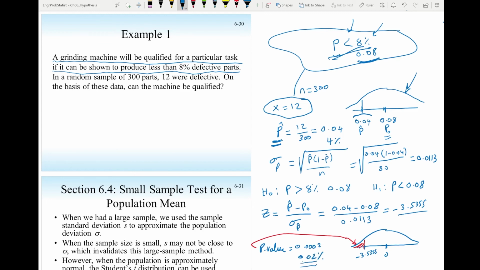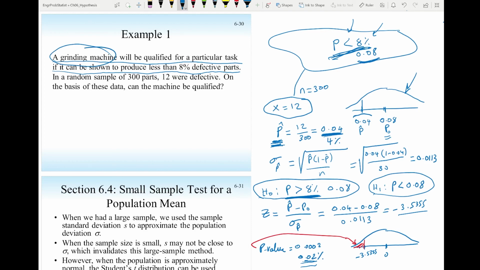This is a small percentage. So there is strong evidence from the sample proportion to reject the null hypothesis. Basically, to get a proportion equal to 0.04 from a population with proportion larger than 8% is extremely unlikely. That is 0.02%. So I have to accept the alternative hypothesis that the proportion of defective parts by this grinding machine is less than 8%. So now I will buy the grinding machine.